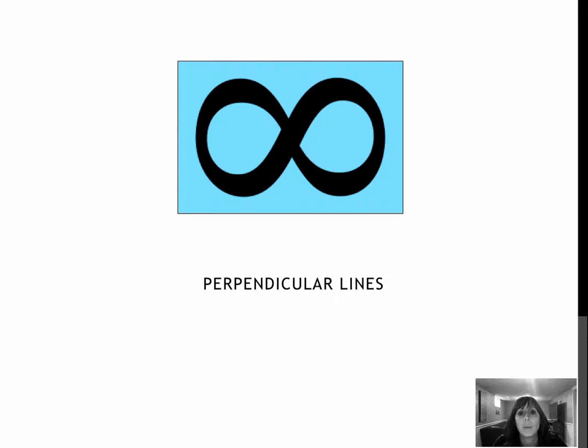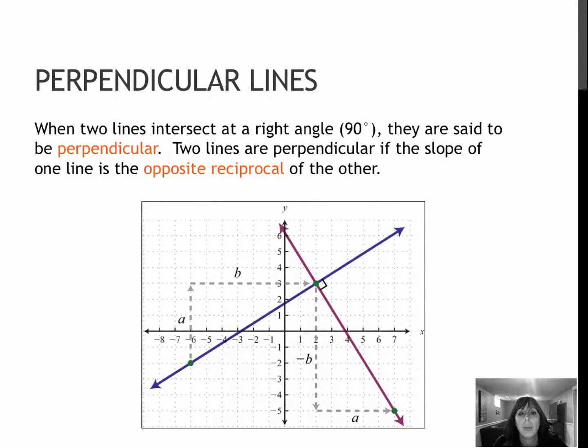Now we're going to talk about perpendicular lines. Perpendicular lines are lines that intersect at a 90-degree angle. So you'll often see a little box that looks like this, and that's what tells us that they are in fact perpendicular. And the slopes of the two lines are opposite reciprocals of each other.